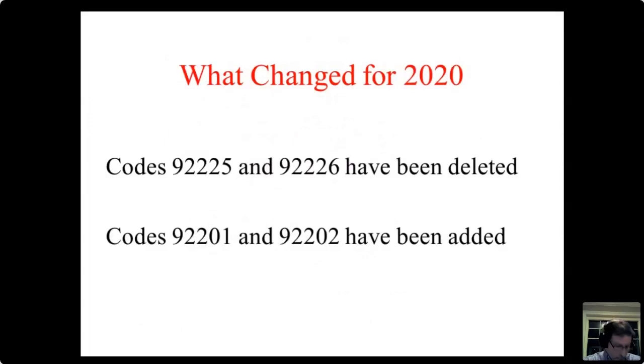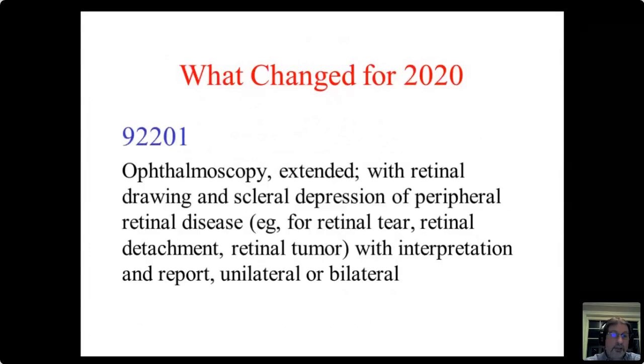I'll go over a couple quick things here that have changed in 2020 that you may have already heard of. Codes 92225 and 92226 have been deleted. Those are the extended ophthalmoscopy, and they've been replaced with 92201 and 92202. 92201 is ophthalmoscopy extended with retinal drawing and scleral depression of peripheral retinal disease with interpretation and report. And the last part's important here, unilateral or bilateral. So before, when you were using the 92225 or the 92226, you would code each one and do a right eye and a left eye, and you could get paid 2 for 1. With this, it's due to get paid for 1. So that was a change.